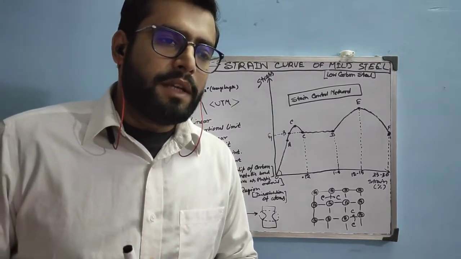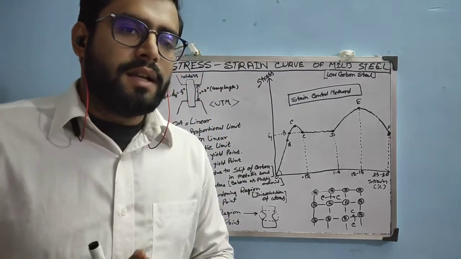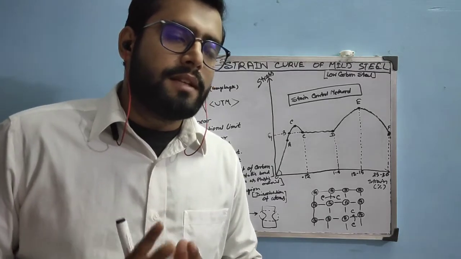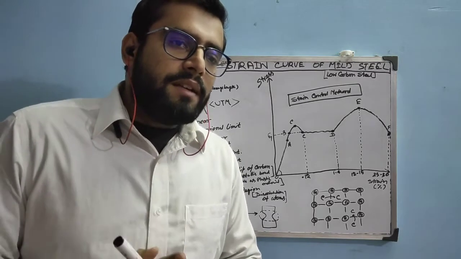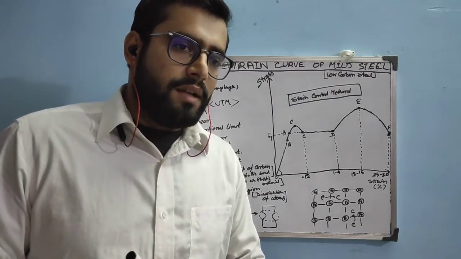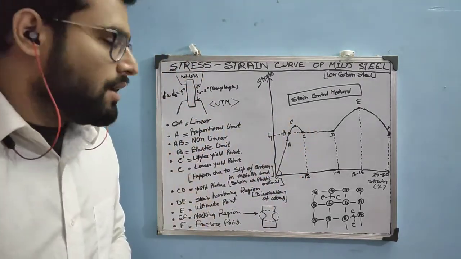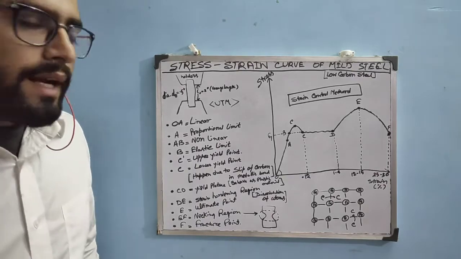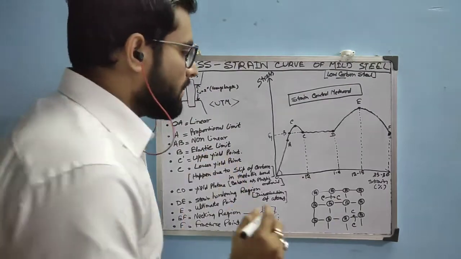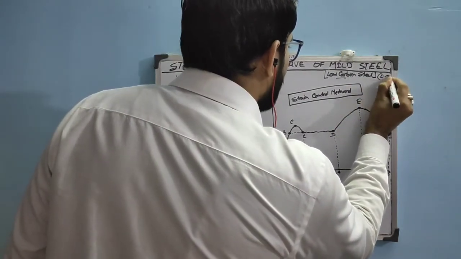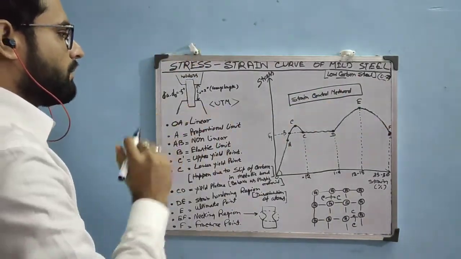Today, the topic of my presentation is the stress-strain curve of mild steel. This is a very important topic in civil engineering, and if we realize the behavior of stress versus strain, then the graph is the most important graph for us. We all know that mild steel is a low carbon steel. The carbon content of mild steel is only 0.2%.